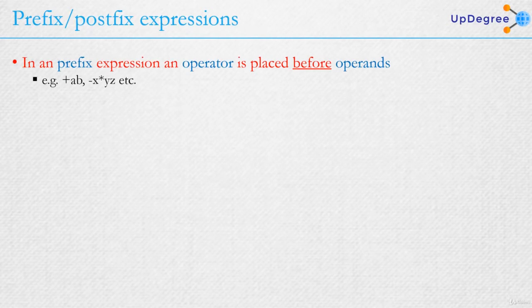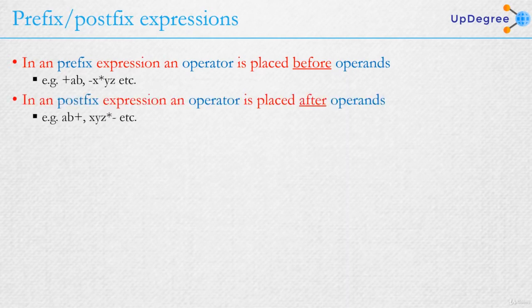Now, in case of prefix expressions, the operator is placed before the operands. For example, plus ab, minus x star yz, etc. And in case of postfix expressions, the operator is placed after the operands. For example, ab plus, xyz star minus, etc.